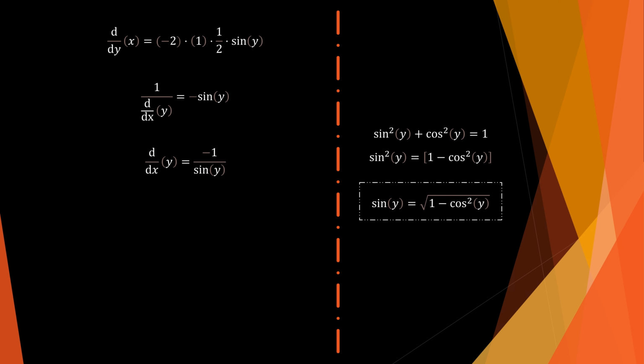To express this completely in terms of x, we pull up our classic identity. Sine squared y plus cosine squared y equals 1, which means sine of y equals the square root of 1 minus cosine squared y. Recalling from our very first step that cosine of y is simply x, we substitute it right back into the denominator.